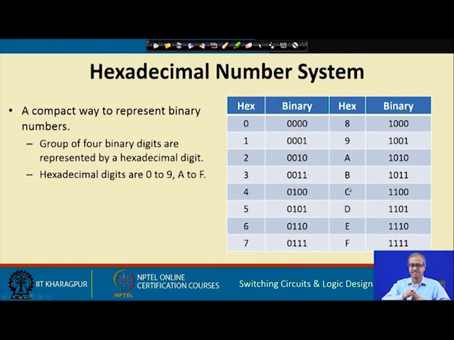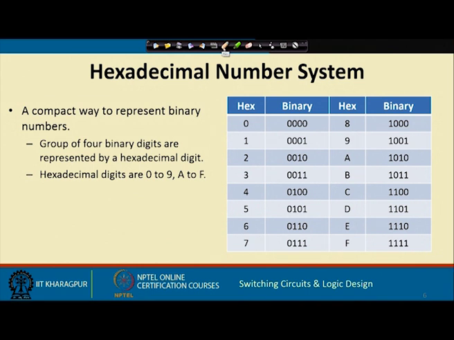Now let us come to hexadecimal, which is one step further. Octal is base 8, hexadecimal is base 16. In the earlier case we grouped 3 binary digits, 3 bits, to form one octal digit. Now we will be grouping 4 binary digits, or bits, to form a hexadecimal digit. So hexadecimal will be even more compact in terms of the number of digits.